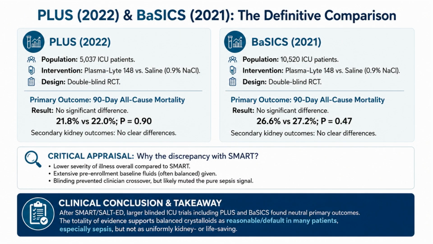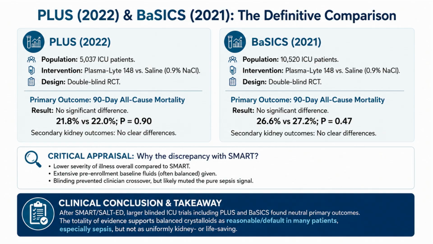PLUS and BASICS were larger blinded intensive care unit trials comparing Plasma-Lyte-type balanced solutions with saline. Both focused on 90-day all-cause mortality, which is a harder and more patient-centered endpoint than a kidney composite. The results were neutral for mortality and did not show clear secondary kidney outcome differences. That does not erase SMART or SALT-ED. It tells us the effect, if present, is not uniformly large across all intensive care unit populations.